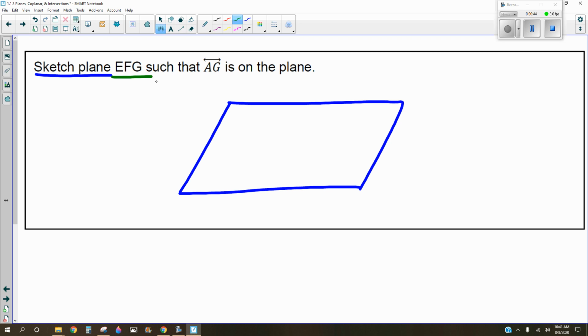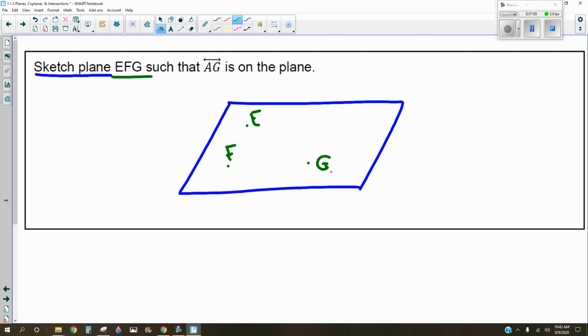Part 2 was call it EFG. Well, okay. So again, if I'm going to name it for 3 points, they have to be 3 non-collinear points. So 1, 2, 3. They're non-collinear. And then I go through and label them E, F, and G. Okay? There, so it's EFG.